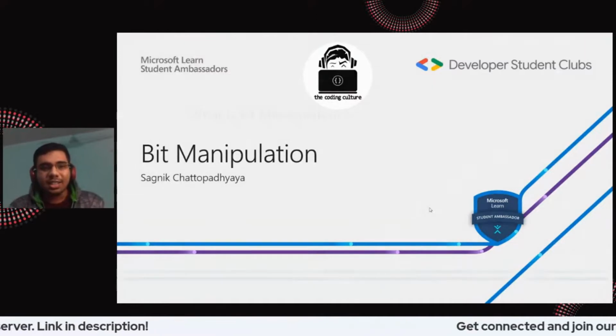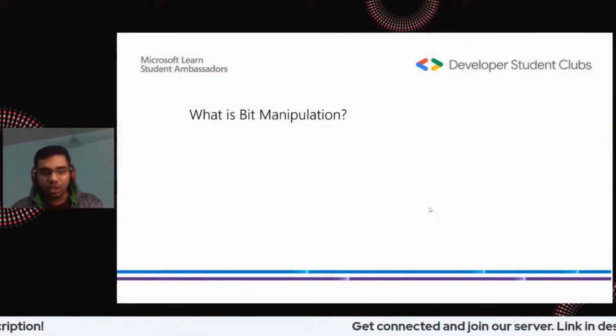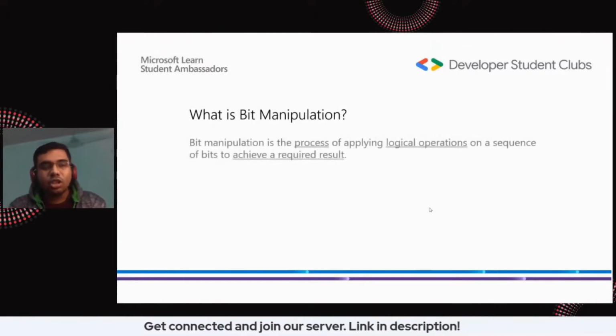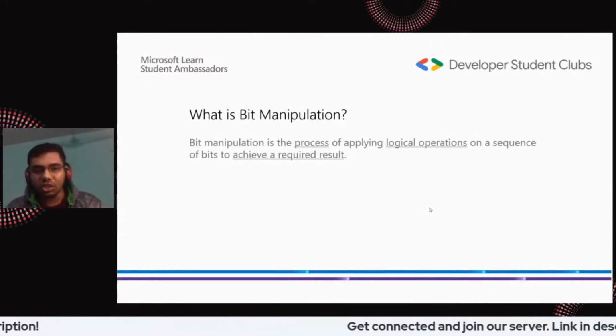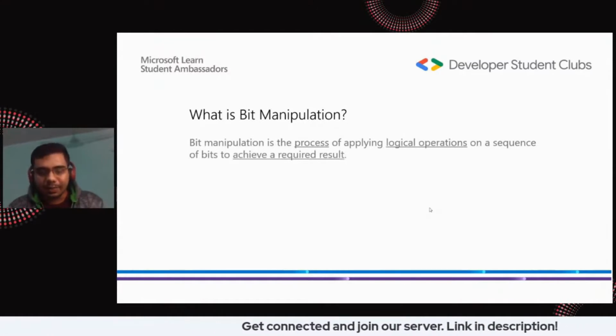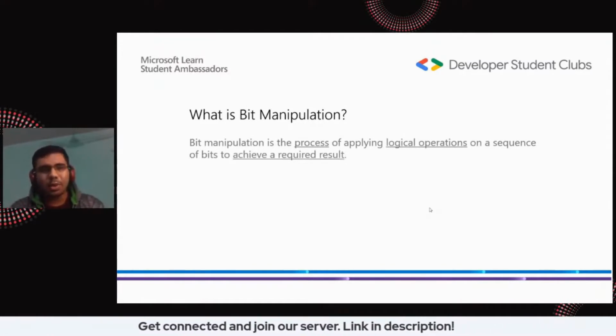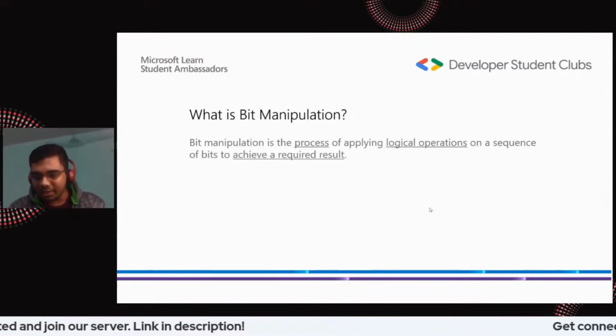So let's first understand what bit manipulation is. Bit manipulation is a process that helps you achieve a required result, where you apply some logical operations on some sequence of bits. We'll understand step by step how we apply these operations and how we achieve those results.